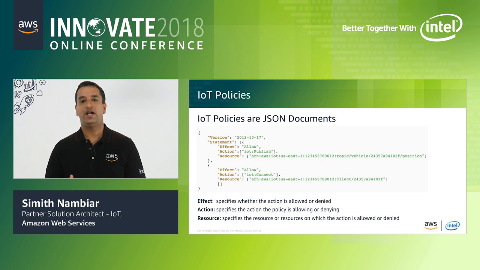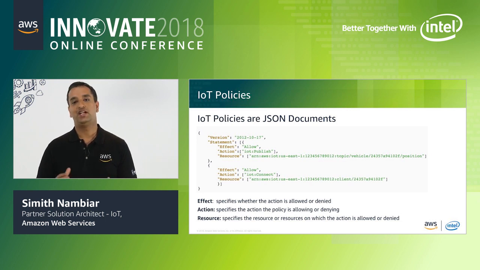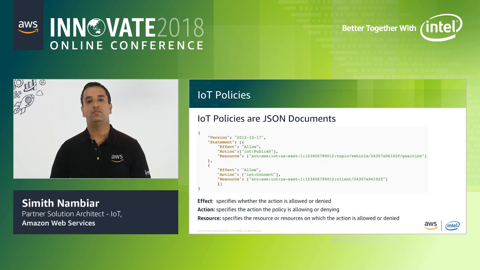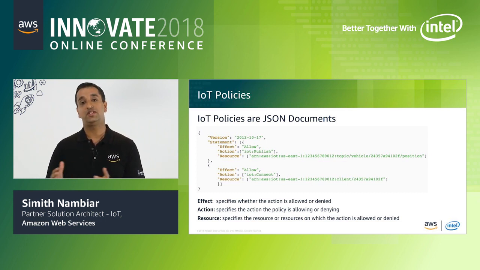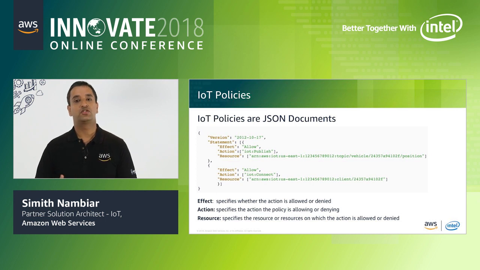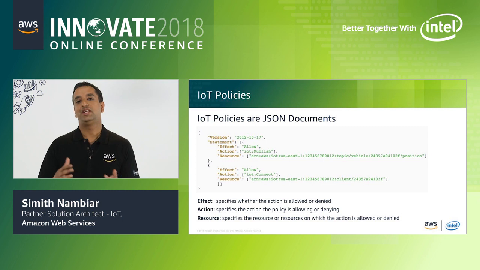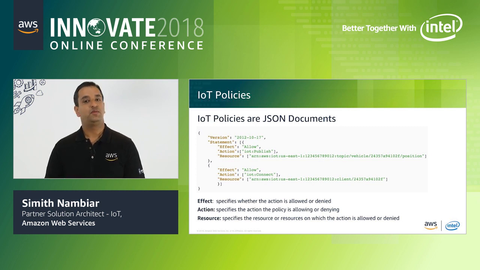AWS IoT defines a set of policy actions that describe the operations and resources to which you can grant or deny access. For example, iot:Connect represents permission to connect to the AWS IoT message broker. iot:Subscribe represents permission to subscribe to an MQTT topic or topic filter. iot:GetThingShadow represents permission to get a device's shadow.